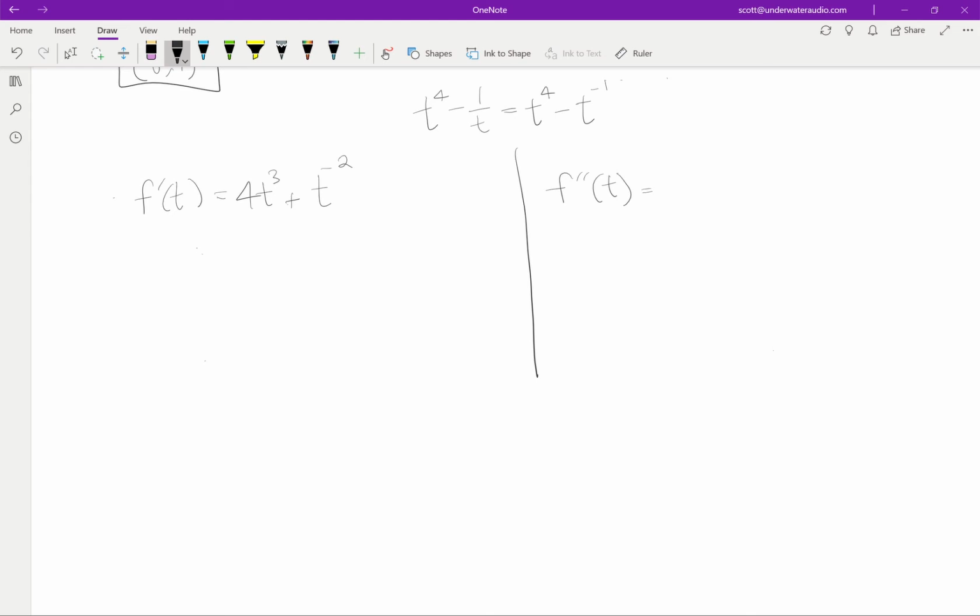Now that I have the first derivative, I can find the second derivative using the power rule again. 4 times 3 is 12. 12t squared, and then minus 2t to the negative 3 power. So both of these I could rewrite if I wanted to, so that they didn't have negative exponents. Both are options.